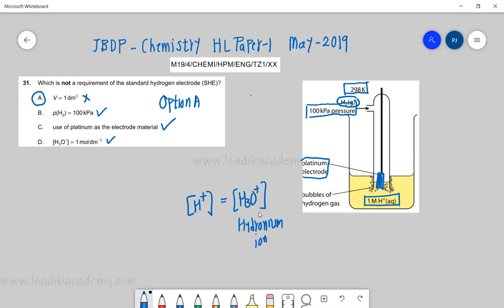Again, we are emphasizing that your concepts and definitions of such important concepts should be clear. Like SHE, what are the conditions? 100 kilopascal pressure, platinum electrode, 1 molar concentration of H plus or H3O plus in aqueous solution, and the temperature is 298 Kelvin, which is not specified in this question, but it could have been. So you need to be very clear. That's a very interesting question.